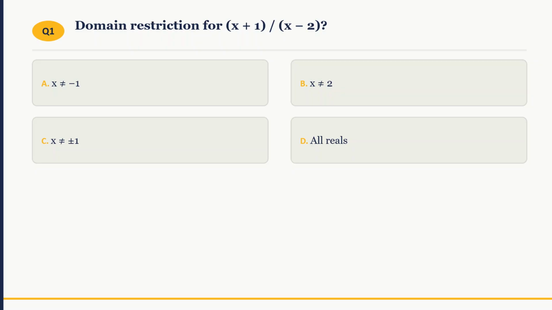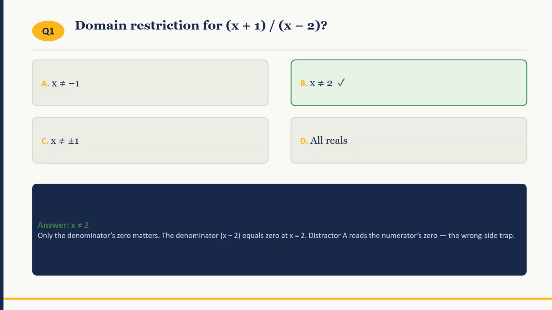Question 1. What is the domain restriction for the fraction (x plus 1) over (x minus 2)? Take a moment to think about it. The answer is x not equal to 2. The denominator cannot be 0, and the denominator is 0 at x equals 2. Distractor A reads the numerator's 0, which is the wrong side trap. The numerator can be 0. That just means the function equals 0, not that it is undefined.